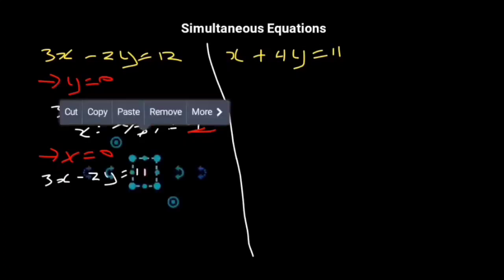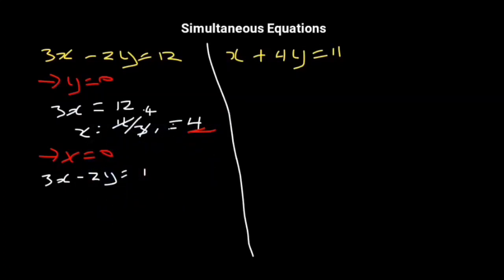Since our x is equal to 0, then 3 multiplied by x would give us 0, so there is no point of writing that back. So we have minus 2y is equal to 12. Y is now equal to 12 divided by negative 2. Simplifying that, we'll have our answer as negative 6. So y is equal to negative 6. So we've got our x value as 4 and our y value as negative 6.